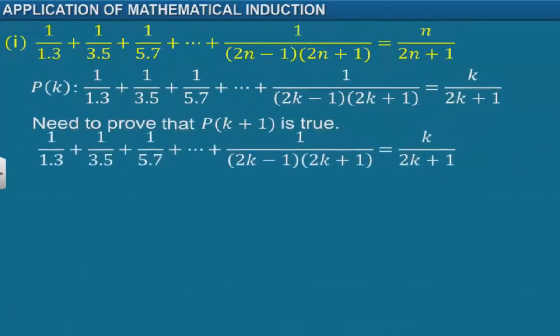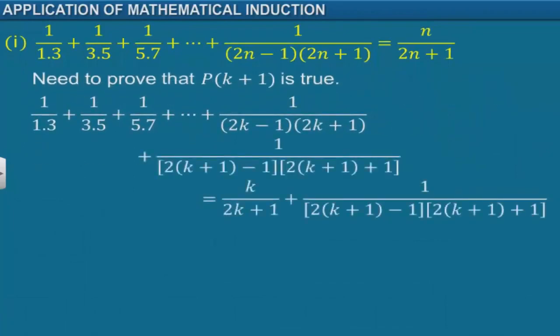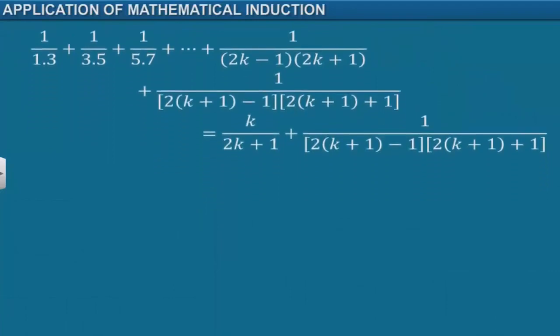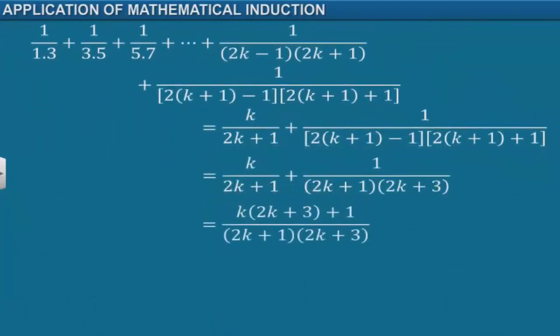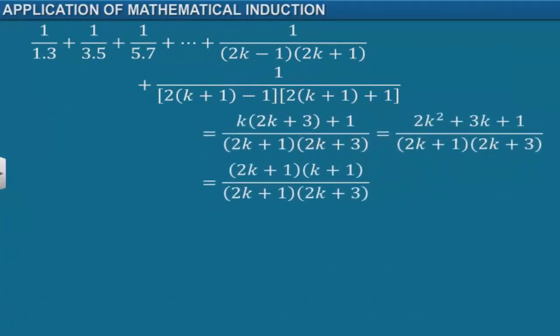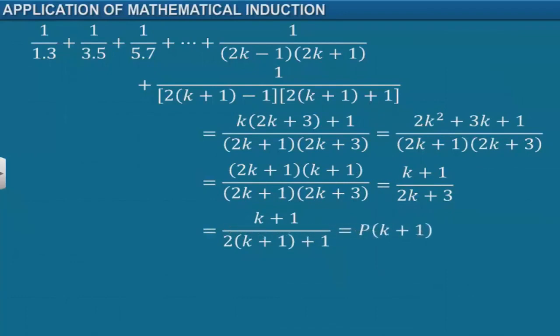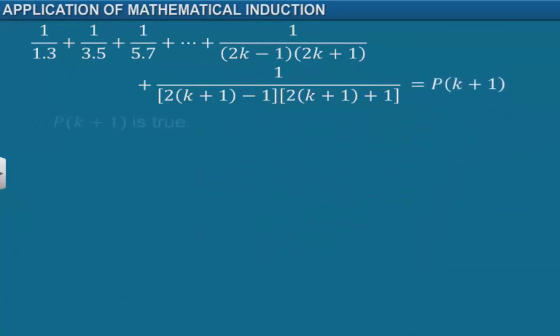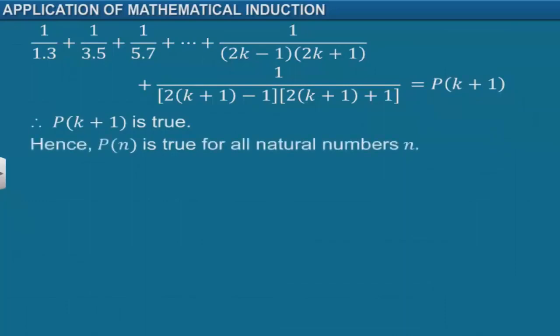Now, we have to prove P of k plus 1 is also true. Let's add the next term of the series to both sides of the statement. On factorizing the numerator, we get 2k plus 1 multiplied by k plus 1. The denominator can also be written as 2 times (k plus 1) plus 1. This is equal to P of k plus 1. Therefore, P of k plus 1 is true. Hence, the given statement is true for all natural numbers n.